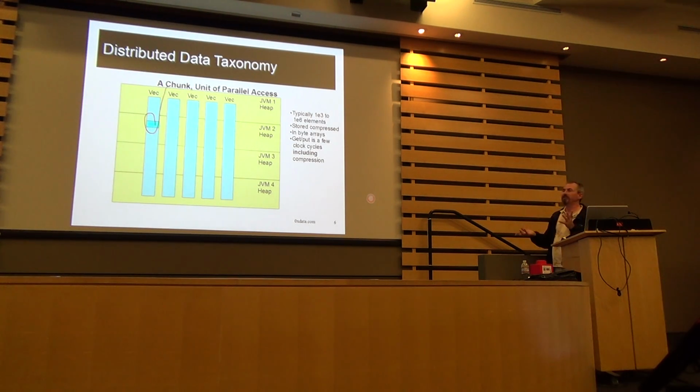Within the data on those machines, I break it up further into chunks, where chunks are 1,000 to 1 million elements, depending on compression strategies and other things. The actual size doesn't matter at the programming model end, but the key is it's a unit of parallel access. When the algorithm is written, you're going to run over 1,000 to 1 million elements all at once on all the rows and however many columns you've got. Getting and putting data, reading and writing, is going to be a few clock cycles, just like a Java array. It's really fast, and that's including the compression. So generally here we get into memory bandwidth bound issues, not CPU bound.